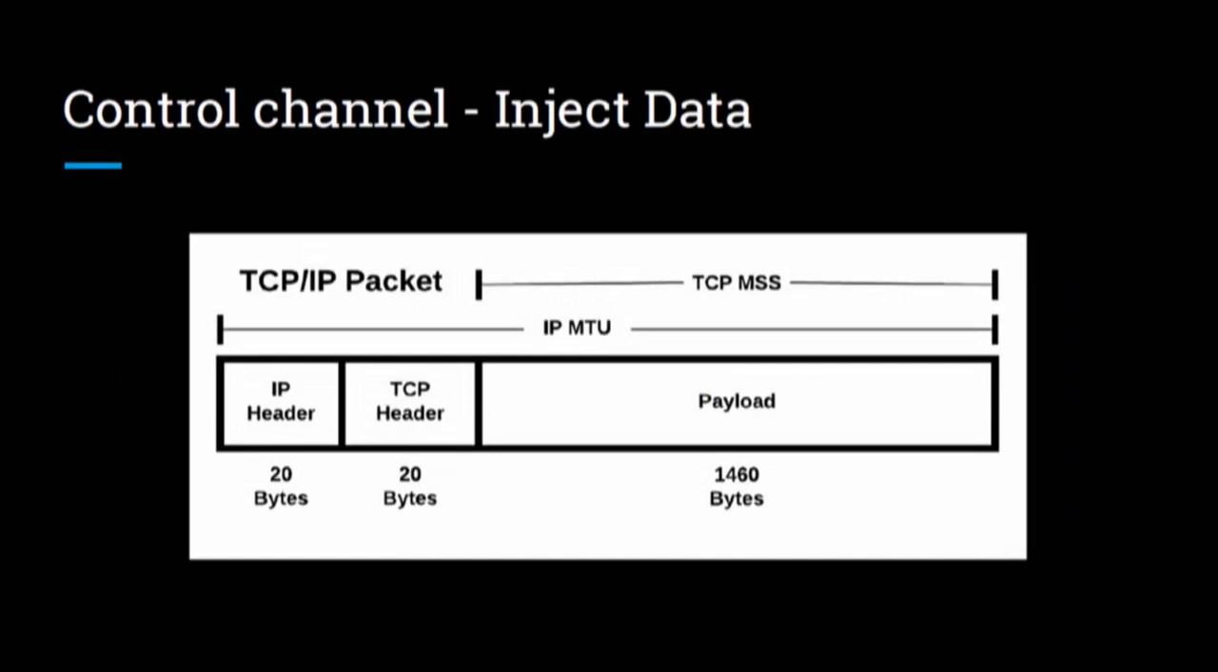Really quick, here's a TCP packet. The payload usually can be up to 1,460 bytes.